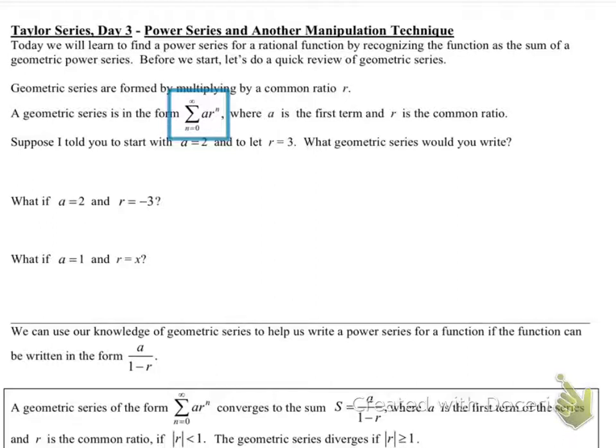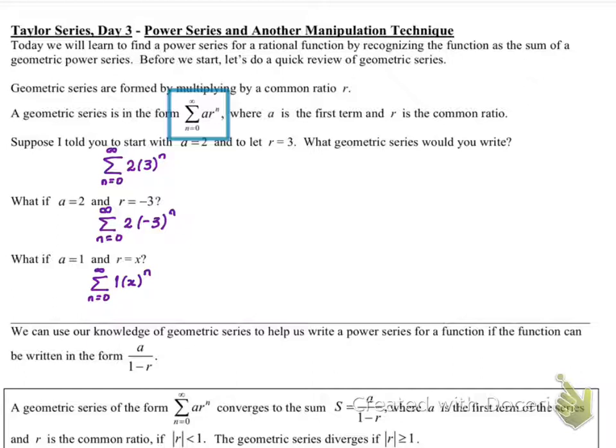Suppose I told you to start with a equals 2 and to let r equals 3. What geometric series would you write? And that should have been fairly straightforward. If we changed the r to a -3, we would include that -3 in the parentheses. And if we change that r to an x, we would simply write an x in the parentheses.